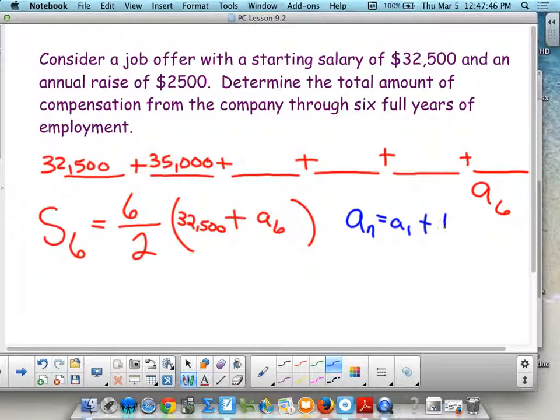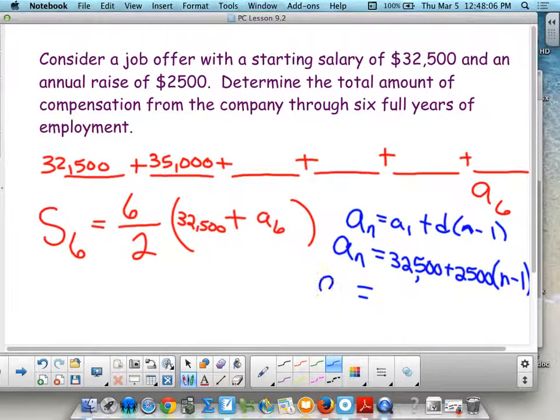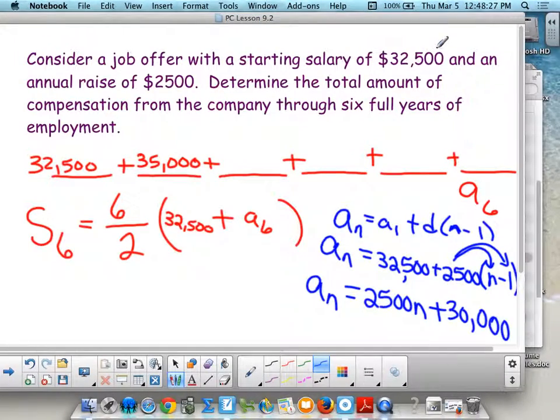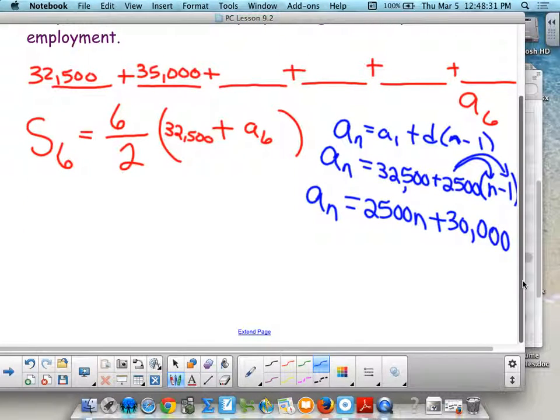Formula would be first term plus common difference times n minus 1. First term, 32,500. Common difference, 2,500, times n minus 1. Formula is 2,500n, minus 2,500. Off of that, wouldn't this be the formula? So if you want the 6th term, go get the 6th term using your formula.